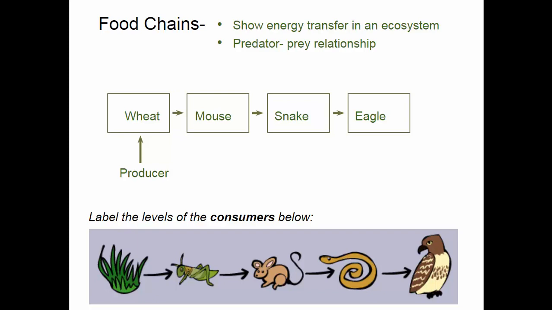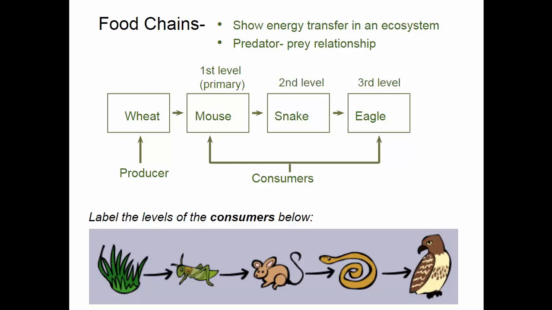So when we label a food chain, you know that the producer is the autotroph. And then we often will label the other levels according to where in the food chain they are. We start with the first level consumer, and then this would be the second level consumer, and then the third level consumer. Sometimes the first level is called the primary consumer. It's the first thing that eats the producers.